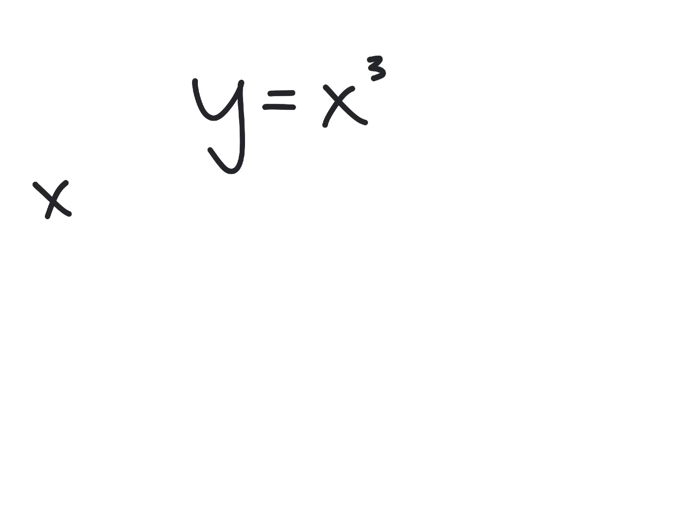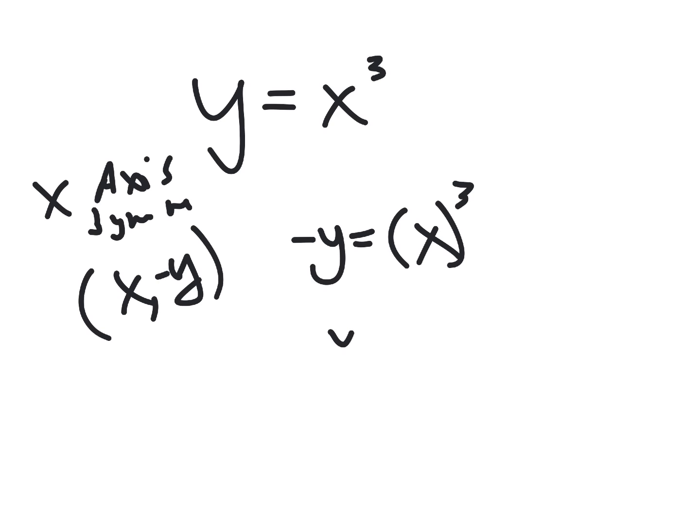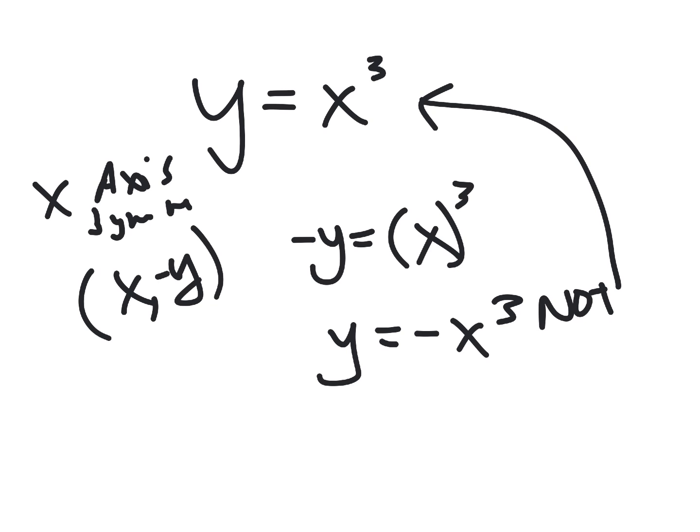Here's me checking it for x-axis symmetry. You leave the x the same. You change to negative y. So, negative y is equal to leave the x the same. I solve it down. Positive y equals negative x to the third. That is not the same as that. So it does not have x-axis symmetry.